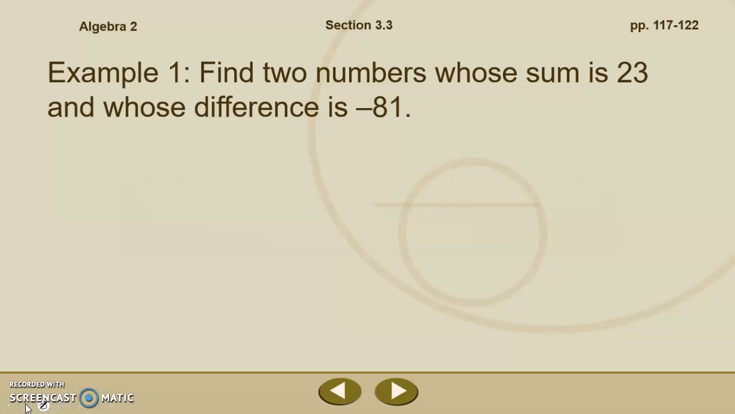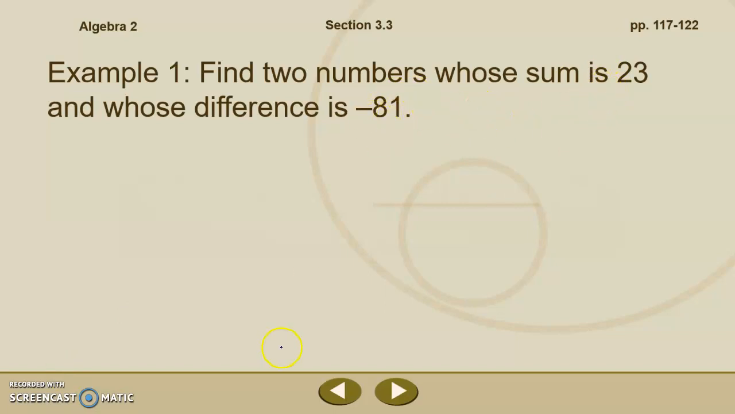In example 1, we want to find two numbers whose sum is 23 and whose difference is negative 81. So two numbers, we've got two variables whose sum when added will equal 23, but when subtracted will equal negative 81. So first of all, is this even possible? Well, you might be thinking, of course it is. You wouldn't be asking me if it weren't possible. But yes, it is.